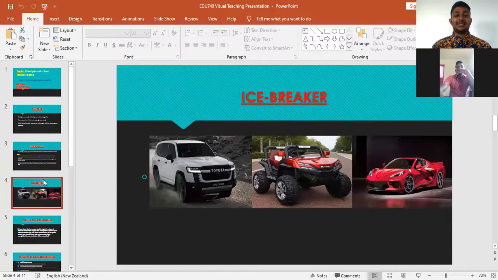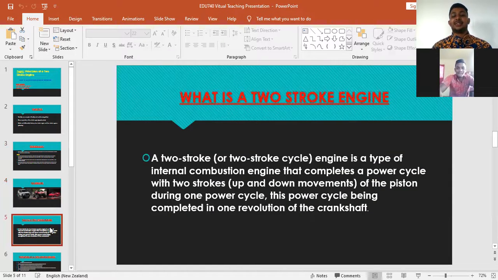Icebreaker of this lesson, my colleague Shavin. So from your point of view, which vehicle would you like to use for your farm? Sahil, of course, the third one, I would say. All right, that's your choice. So my choice would be the first one. Thank you. Moving on to our next slide.